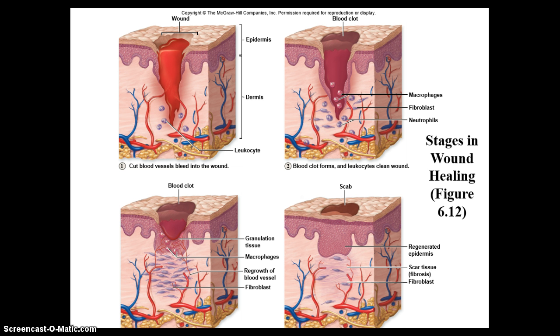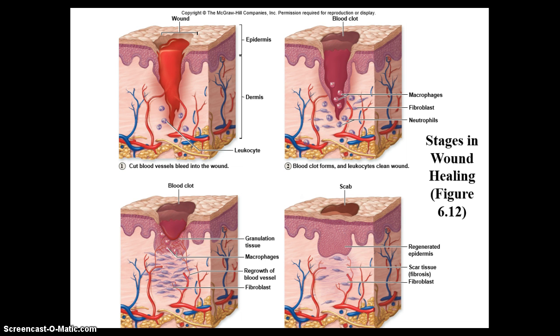There are 4 different stages of healing. The first stage of wound healing is that the cut blood vessels will bleed into the wound, as you can see in the first picture. The second part of wound healing is that a clot forms and leukocytes clean the wound. This provides a temporary barrier from pathogens. You can see this in the second picture.